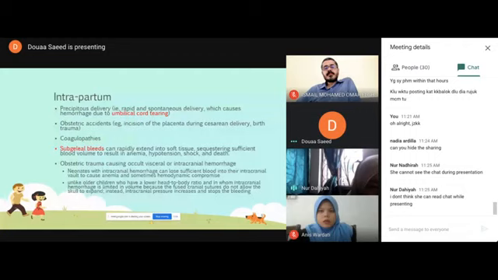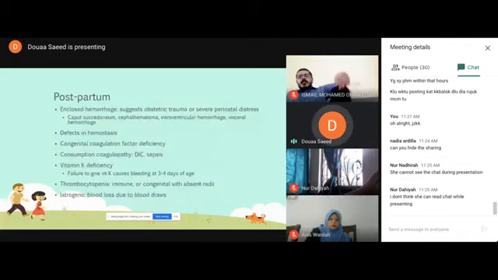So in postpartum hemorrhage, it's usually an enclosed hemorrhage. If there is an enclosed, sorry, it's not usually. If there is an enclosed hemorrhage, it may suggest trauma or severe perinatal stress, such as caput succedaneum or cephalohematoma or intraventricular hemorrhage and visceral hemorrhage.